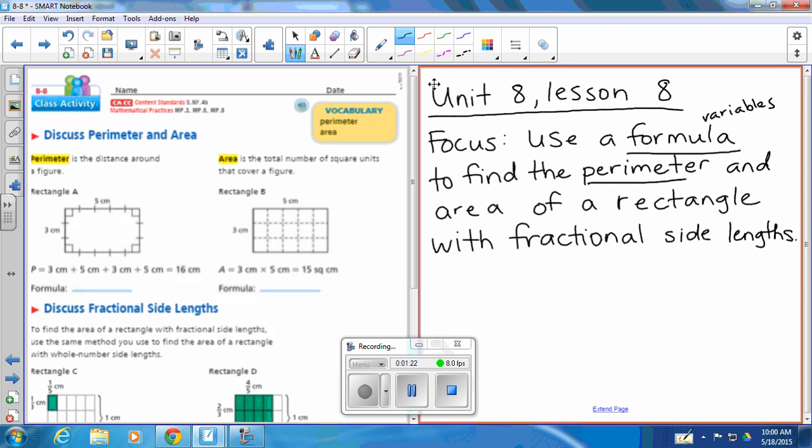The perimeter is the distance around an object. So it's a linear measurement. It's the distance around something. And the area is the distance inside of something.